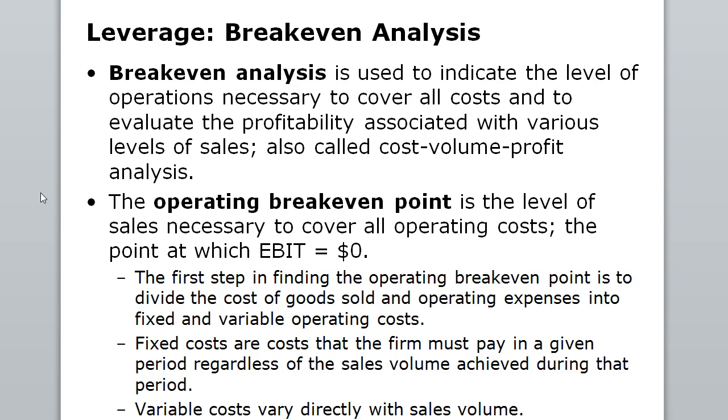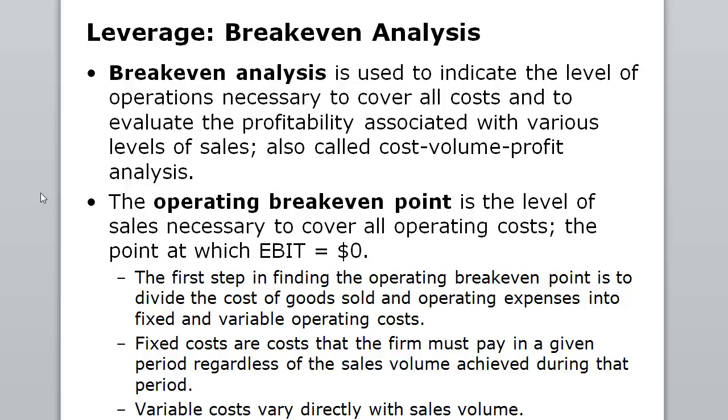Now the break-even analysis is an important one where we look at the amount of products we need to sell to break even. So it's looking to put a number on the level of operations necessary to cover all the costs and evaluate the profitability of various levels of sales. Sometimes also called the cost volume profit analysis. So the break-even point gives us the sales necessary to cover all the operating costs, which is EBIT. So the first step in finding the operating break-even point is to divide the cost of goods sold and operating expenses into fixed and variable costs.